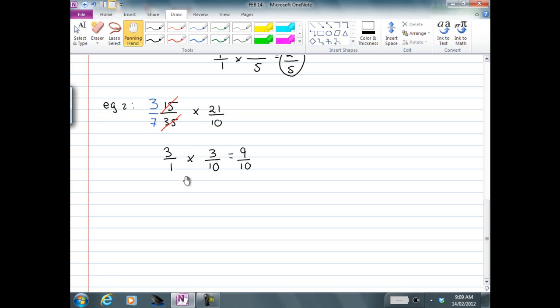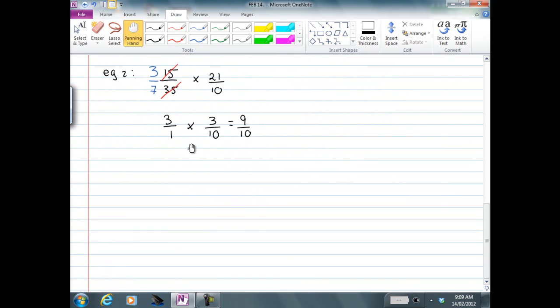How do I get 1 there? Good question. Now, let's write down my original one. Would you agree before I had 21 and this was the 7? Now, Navneet says you can reduce both of these diagonally, because remember we do diagonal next. What number can go into 7 and 21? 7. So 21 divided by 7 is 3. Agree? 7 divided by 7 is a 1. So this becomes 3 over 1 times 3 over 10.